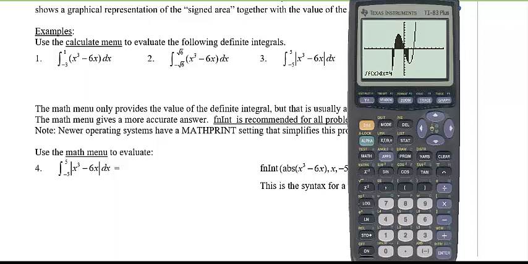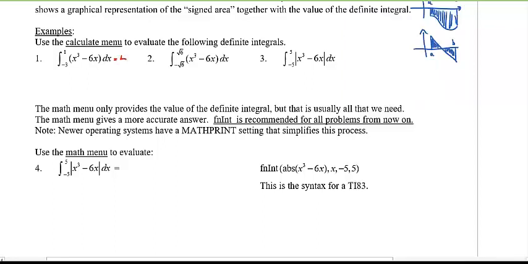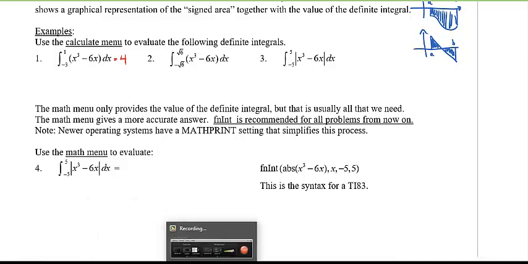It actually does the signed area for you. It visualizes it, and it tells you that the net result of all those negative pieces and that large positive piece is the number 4. So that's your answer, 4. Okay? All right, you go try number 2. So back to my calculator.